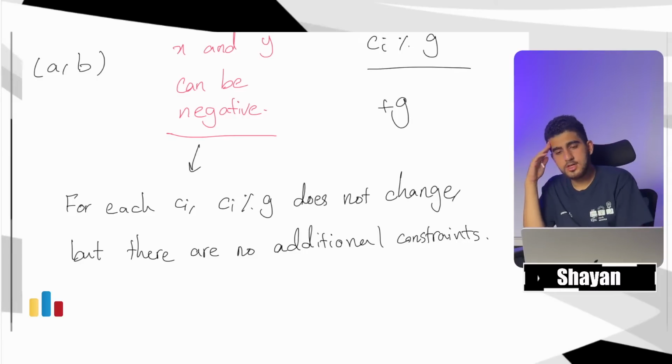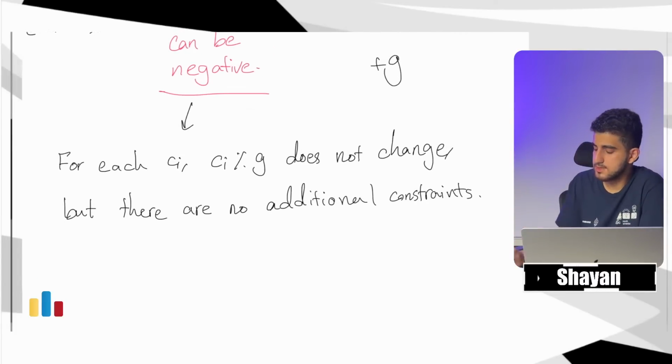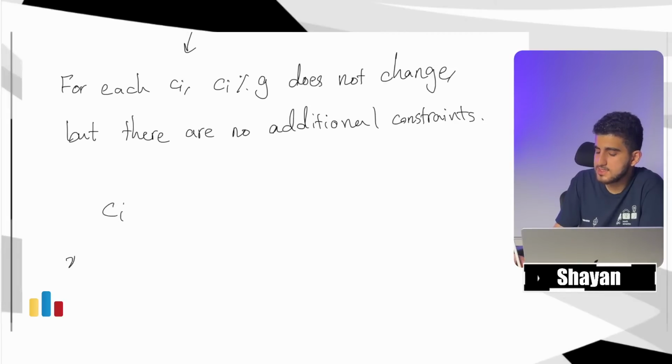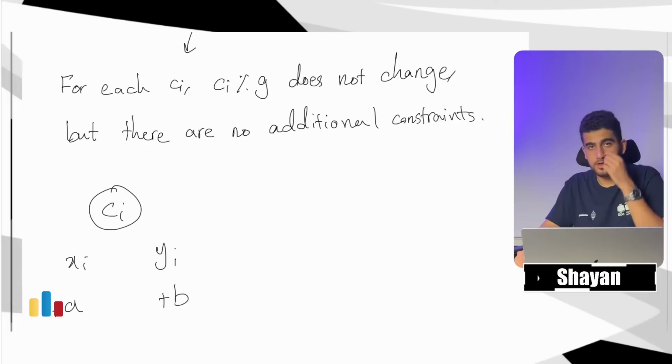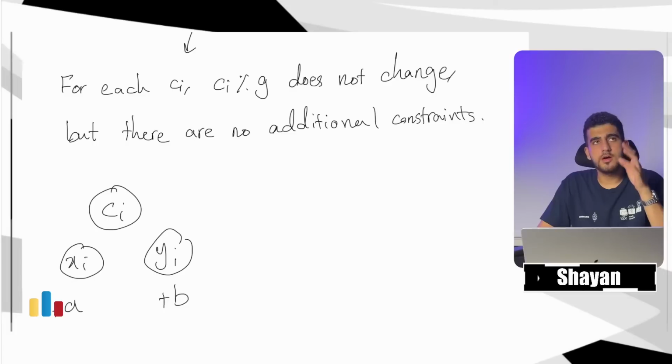Okay, so how do I say that? If x and y are negative or they cannot be negative, it doesn't matter. The point is that for each ci, you have some xi and some yi. I mean, for each ci, xi times you have increased it by a, yi times you have increased it by b. And xi and yi can be negative.